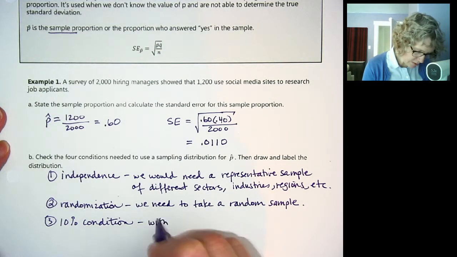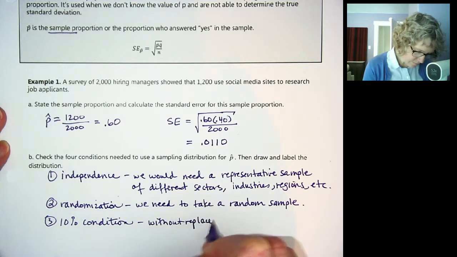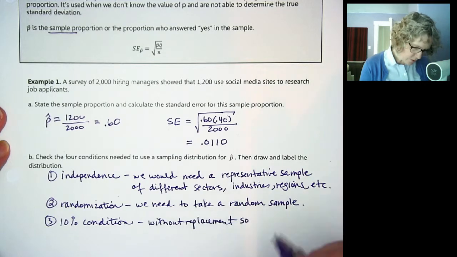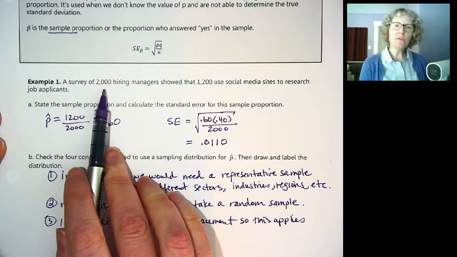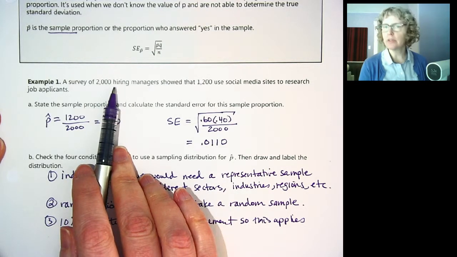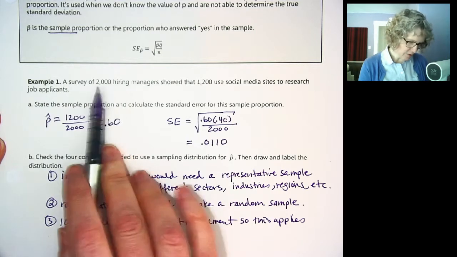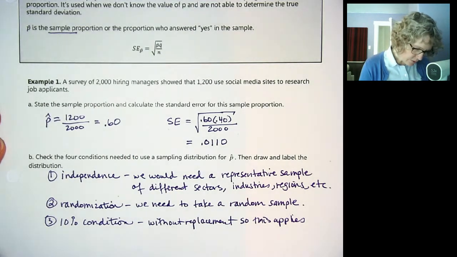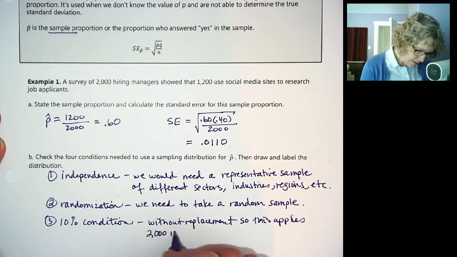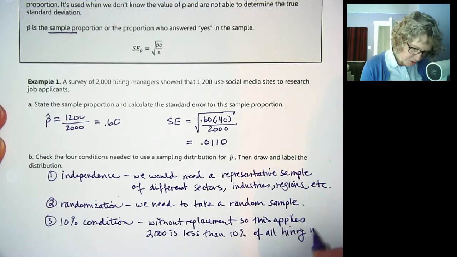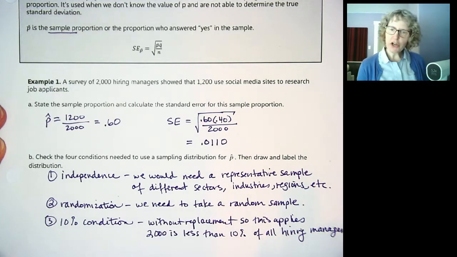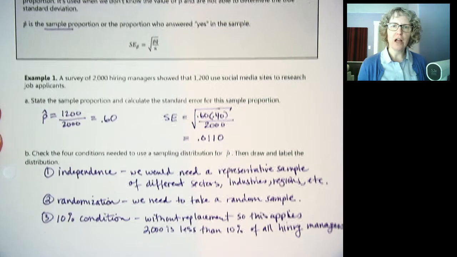So without replacement, this applies. And then what do you think? Is 2,000 less than 10% of all the hiring managers in the whole United States? I would think so, because that would be 20,000. So let's write: 2,000 is less than 10% of all hiring managers. So I'm putting the context in there for the population. Our population is all hiring managers.